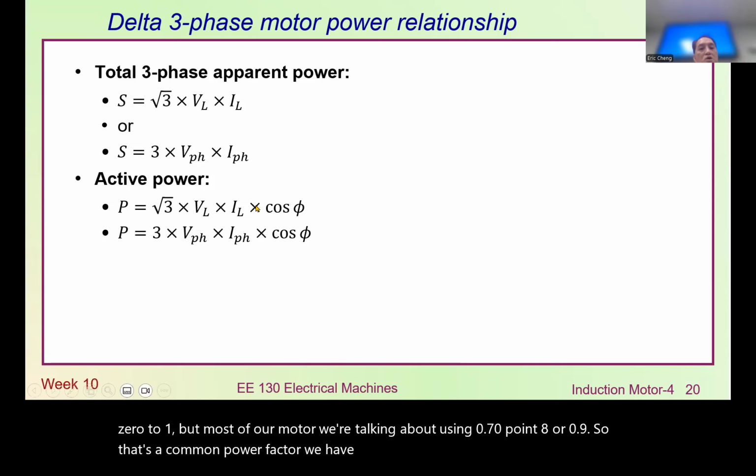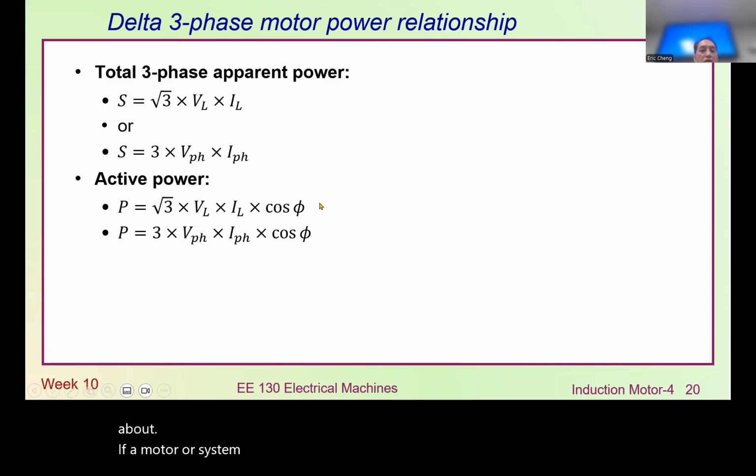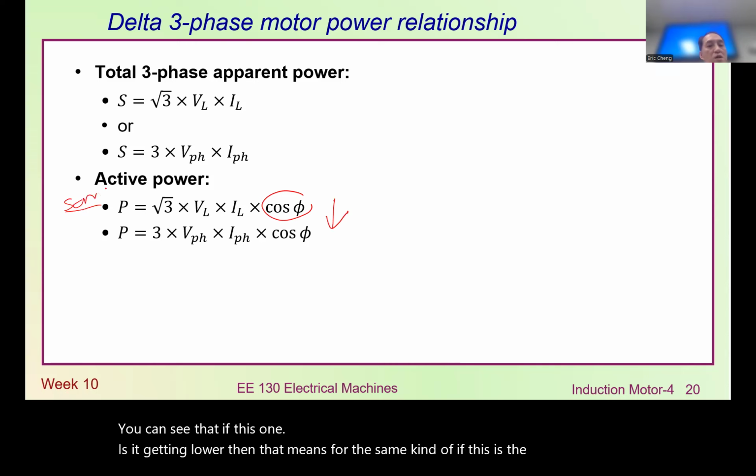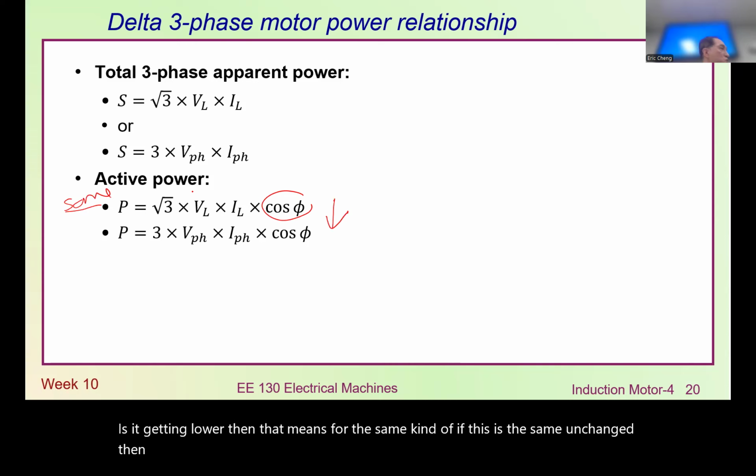We also mentioned that if a motor or system has a low power factor, then for the same power, with the voltage unchanged, the current will go up. That means we require more current to provide the same power. That's why we like a motor or any power system to have a really high power factor.